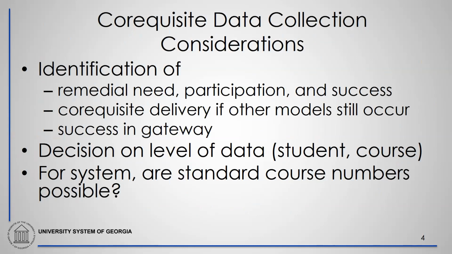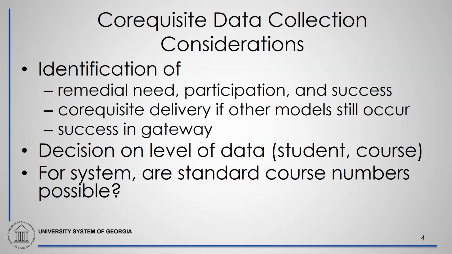So as a state system starts to consider how to get this data together to support their corequisite work, you have to think at the most basic level about identifying students who need remediation, students who participate in remediation, and then their success in that remediation. Also identifying specifically corequisite delivery if other models still occur, and that happened in both West Virginia and Georgia. So we'll talk about that. And then also how to capture the success in the gateway college-level English course.